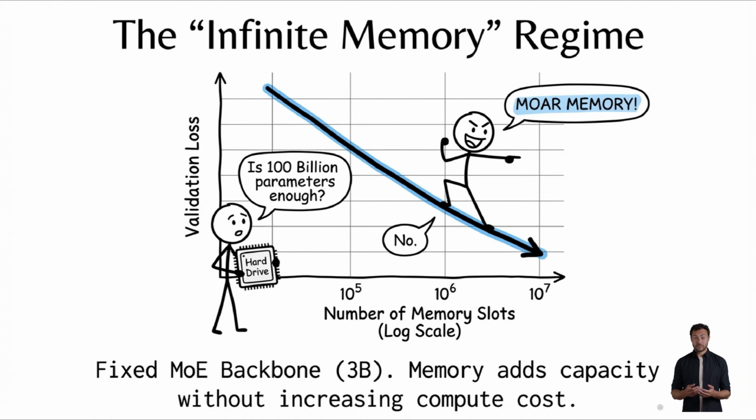The punchline at the bottom captures it. With a fixed MoE backbone around 3 billion parameters, memory can add capability without increasing compute cost in the same way that making the model larger would. So, when someone asks, is 100 billion parameters enough? The answer here is not if you can keep adding memory.